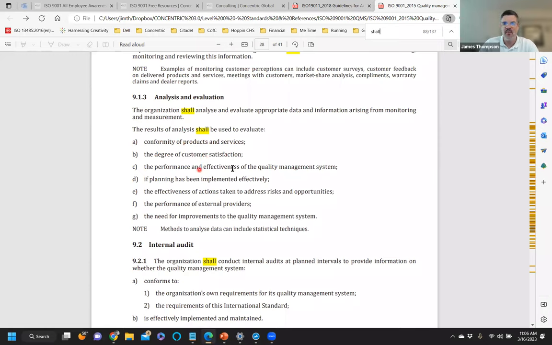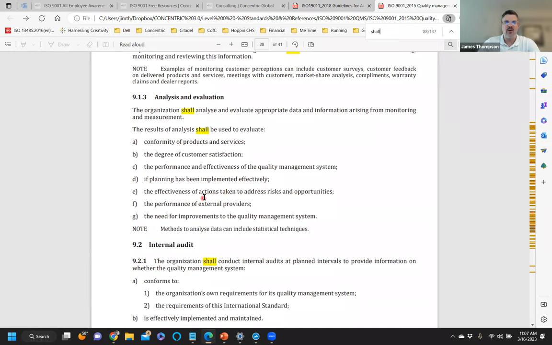Something like that. The performance and effectiveness of the QMS. Again, very broad, but how do you come up with some sort of indicator to help you in analyzing your QMS to know whether or not it's performing effectively? If planning has been implemented effectively. So you could have tons of plans to check certain parts, or plans to get every new employee through onboarding within 8 hours. Is that effective? The effectiveness of actions taken to address risk and opportunities.